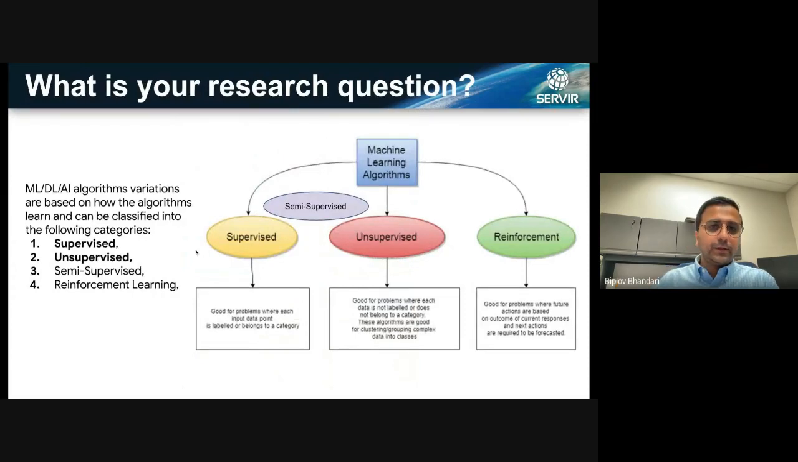So it really boils down to what kind of research question or what kind of problem you have in hand. Almost all of the deep learning algorithms can be broadly classified into these four categories: supervised, unsupervised, semi-supervised, which is somewhere in between supervised and unsupervised, and reinforcement learning.